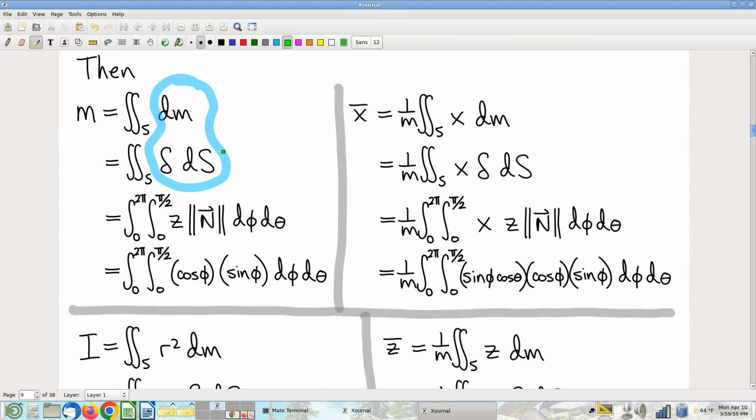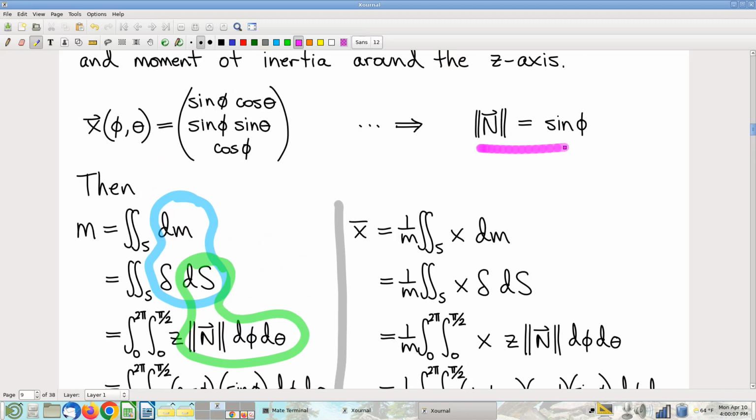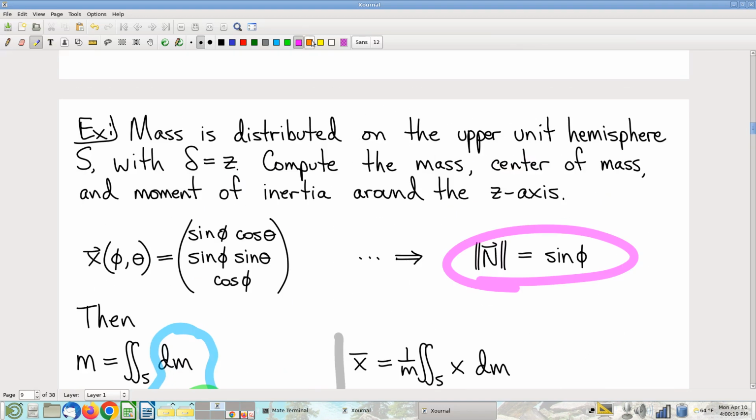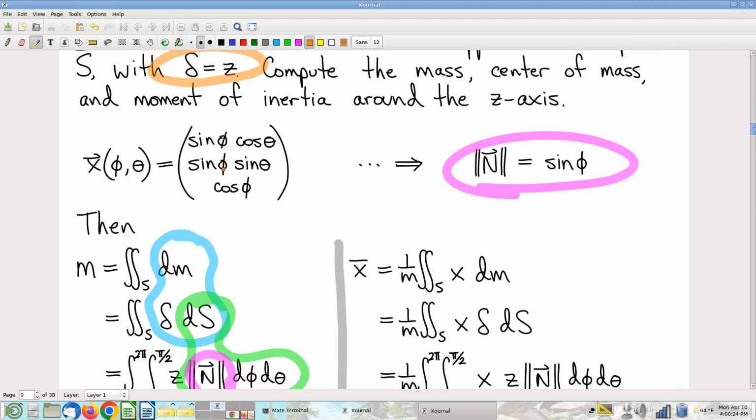Let's see here. ds is stretching factor times d phi d theta. That's our stretching factor formula. That stretching factor we computed up here. Here it is. Stretching factor is sine phi, as we saw a few pages back. So let me stick that in there. Sine phi. A lot of plugging in here. Density formula is just Z. Density is Z. Just plug that in.